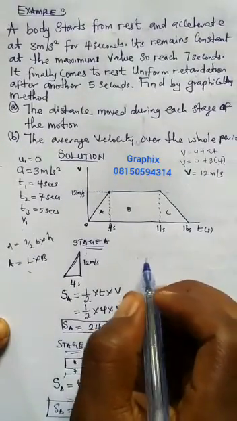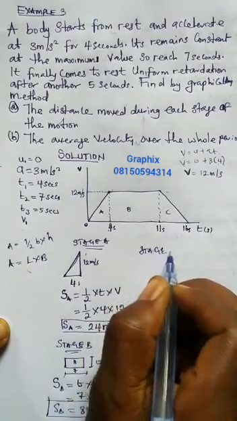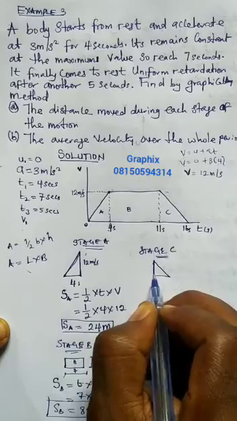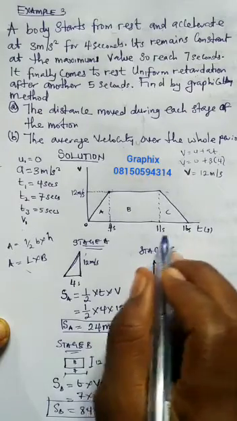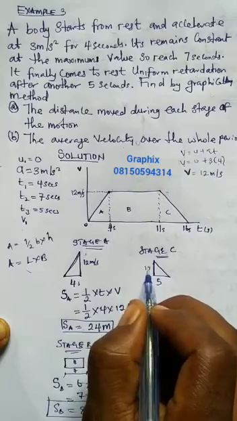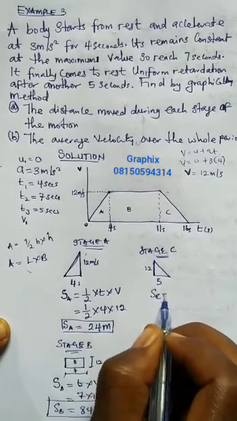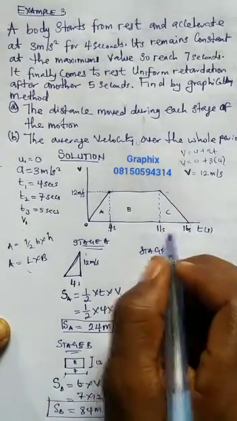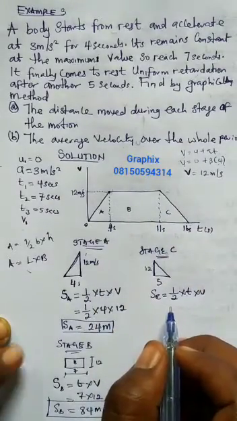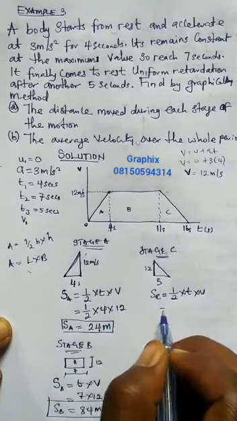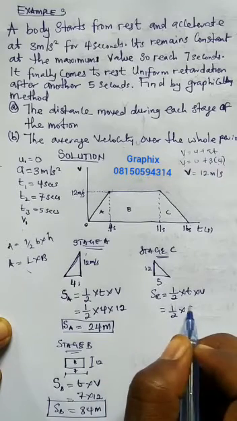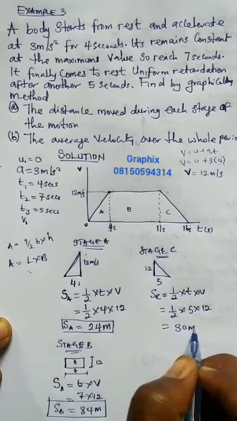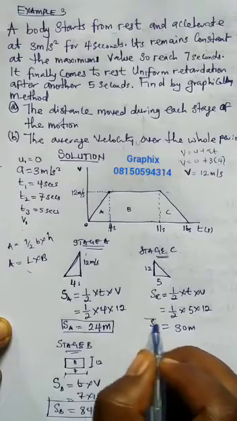At stage C, it is also a triangle. We'll see something like this, right? The time interval from here to here is 5, and the height is still 12. So we'll use SC equal to half times T times V, base times height. The base is the time, just like I said in the earlier example. So this will give me 1 over 2 times 5 times 12, and that will give me 30 meters. So my SC is equal to 30 meters.